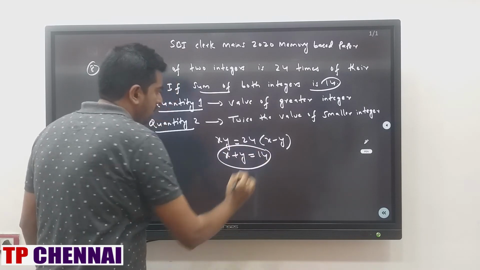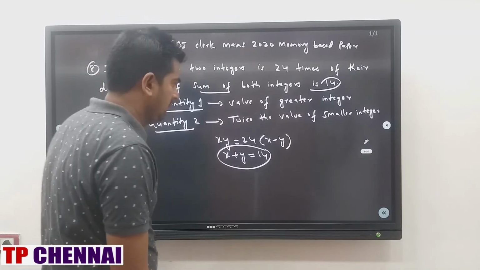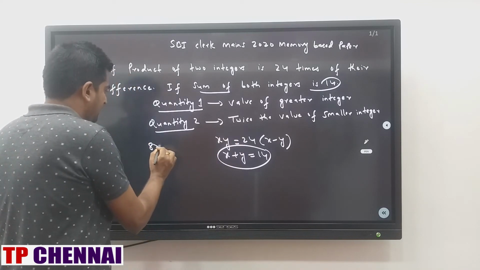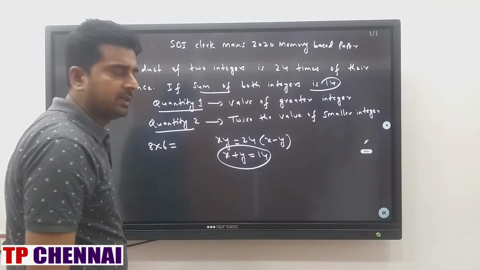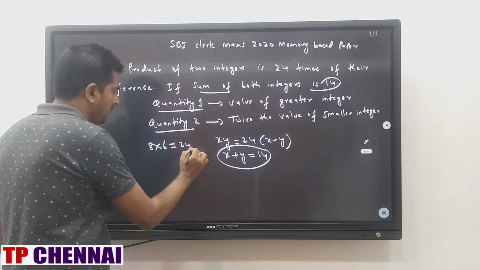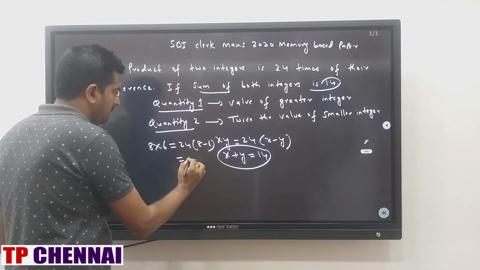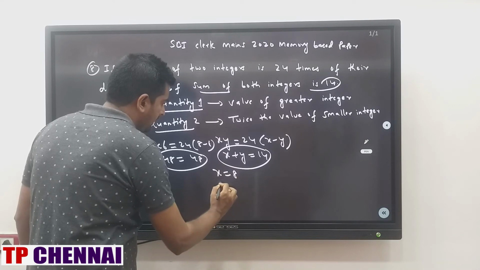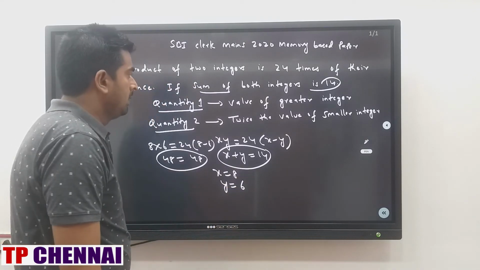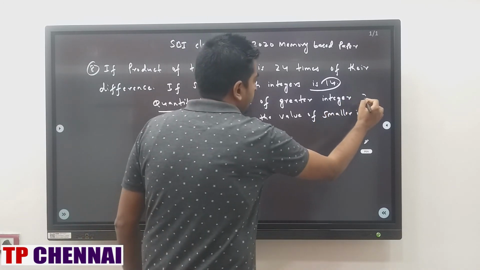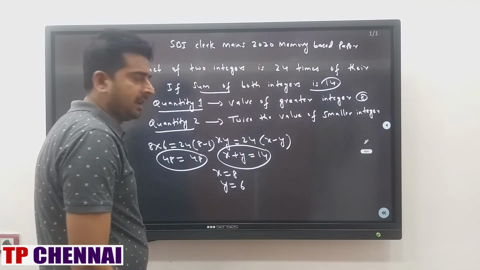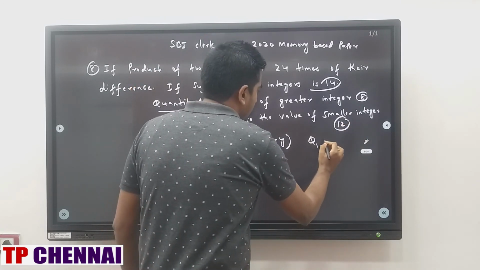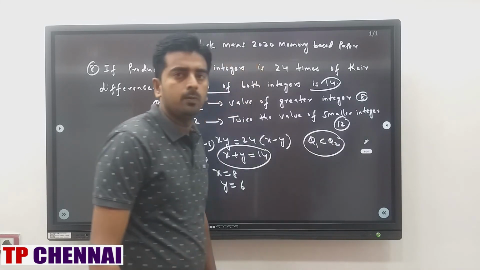Now we can find those two numbers by hit and trial method. 8 and 6, if you substitute here, 8 plus 6 is 14. If x is equal to 8 and y is equal to 6, then xy is 8 into 6, 48, and 24 times the difference, 8 minus 6, is also 48. So here also the condition is satisfied. That means x is equal to 8 and y is equal to 6. The value of the greater integer is 8. Twice the value of the smaller integer is 2 into 6, 12. Between 8 and 12, which is greater? 12 is greater. That means quantity 1 is less than quantity 2.